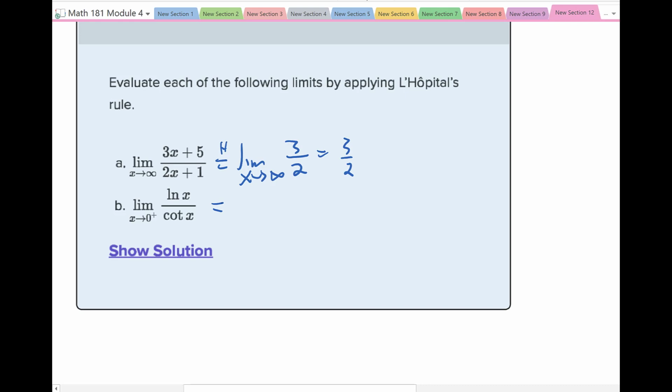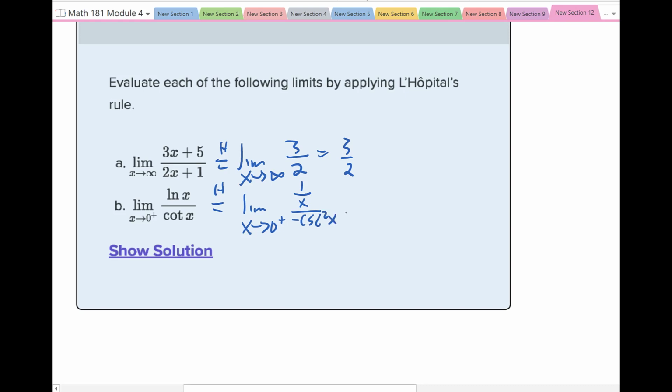And the next one, this is approaching 0 from the positive side because of the natural log part. We had to specify that. We have the limit, also the cotangent. Limit as x approaches 0 from the right side of 1 over x over, let's see, 1 over x over negative cosecant squared x.